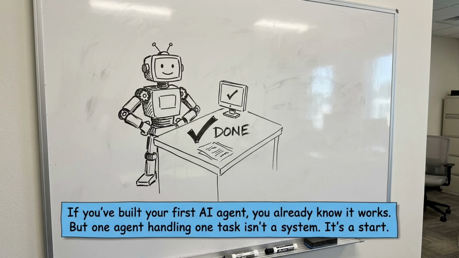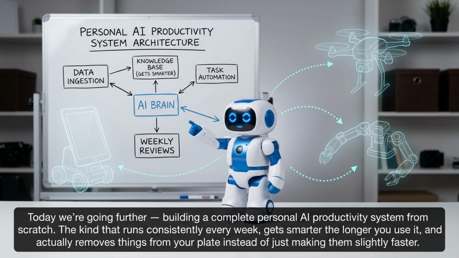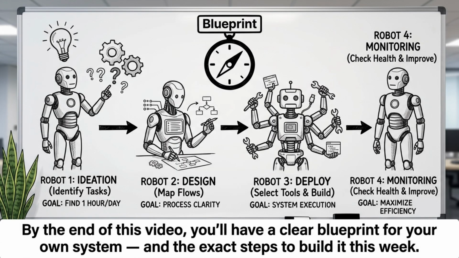If you've built your first AI agent, you already know it works. But one agent handling one task isn't a system, it's a start. Today, we're going further, building a complete personal AI productivity system from scratch, the kind that runs consistently every week, gets smarter the longer you use it, and actually removes things from your plate instead of just making them slightly faster. By the end of this video, you'll have a clear blueprint for your own system and the exact steps to build it this week.